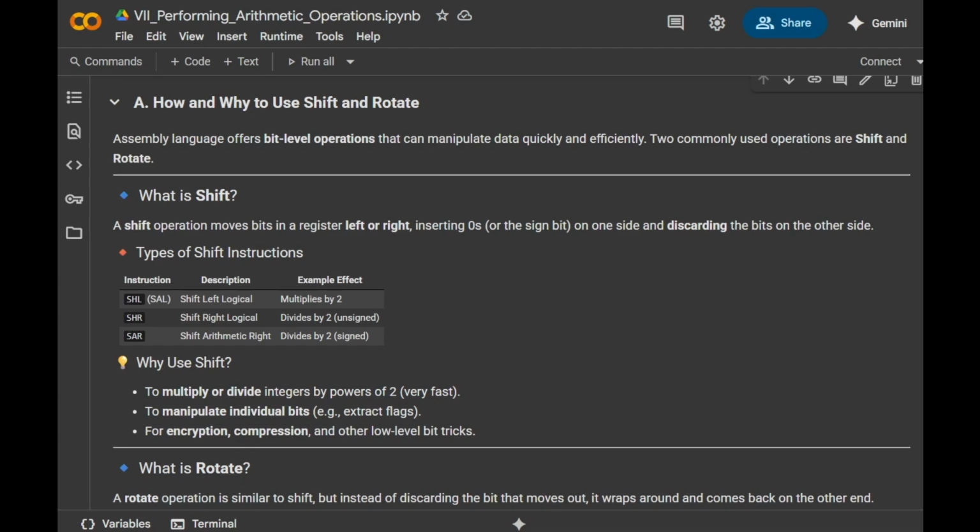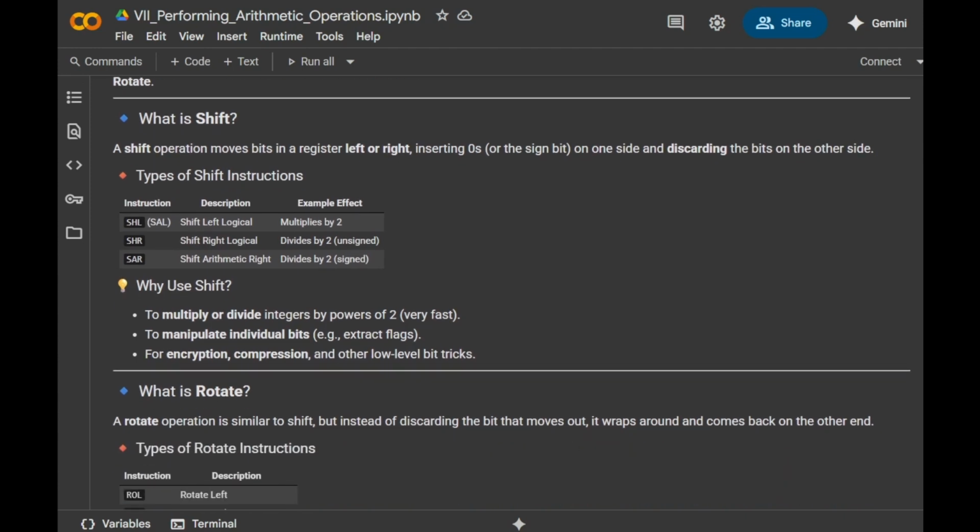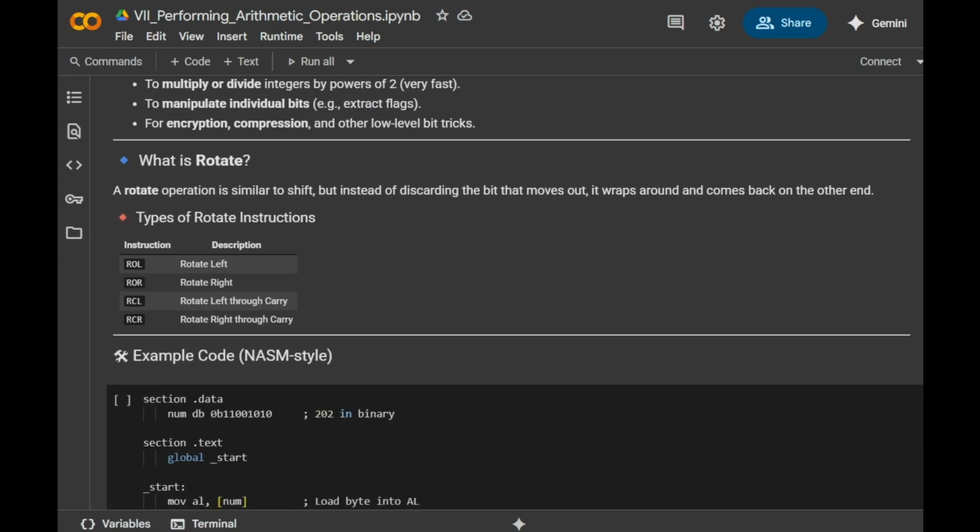So, why would you use these shift operations? They're incredibly fast for multiplying or dividing integers by powers of 2. They are also useful for manipulating individual bits, for example, to extract flags from a status register. Now, let's talk about the rotate operation. A rotate is similar to a shift, but instead of discarding the bit that moves out, it wraps around and comes back on the other end so no bits are lost.